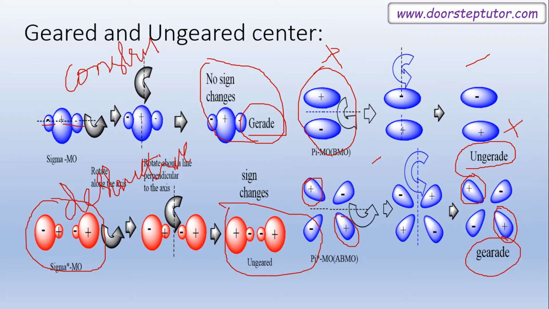Okay, right? Clear, student? In the case of the sigma bonding molecular orbital, constructive overlapping, we represent as gerade. Destructive overlapping is ungerade, right? But in the pi bonding molecular orbital, constructive overlapping is ungerade, and destructive overlapping is gerade. Okay, so please remember, this is very important for the representation of a molecular term symbol in future examples.